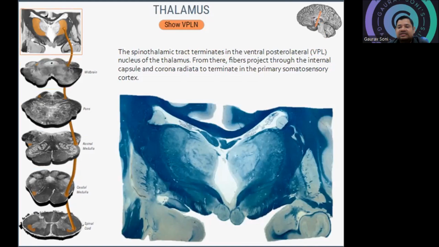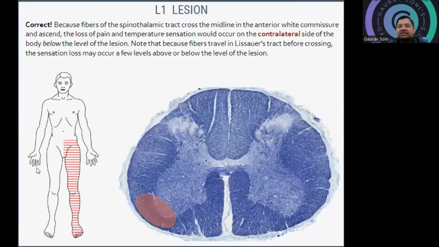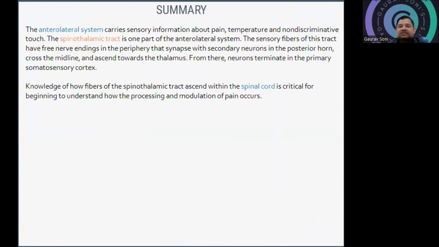You can see one more thing, how we are going to summarize this knowledge. The anterolateral system carries sensory information about pain, temperature and non-discriminative touch. The spinothalamic tract is one part of the anterolateral system, which is more famous actually. The sensory fibers of this tract have free nerve endings in the periphery that synapse with the secondary neurons in the posterior horn. You can remember that part from the previous slide. The fibers cross the midline and ascend towards the thalamus. From there, the neurons terminate in the primary somatosensory cortex.